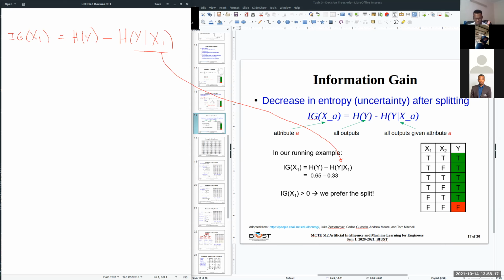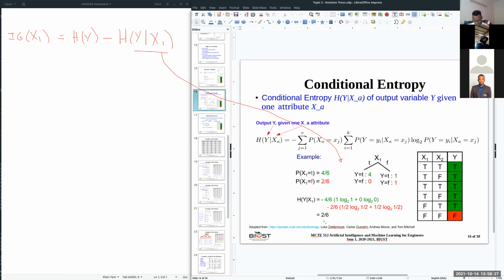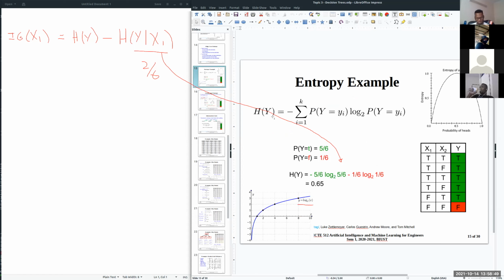Let's go back to the previous slide. Here this is 2/6, as computed from here. Now what is H of y? Let's go back to the absolute entropy equation, which we have computed. In case you forgot, let's write it down: we go through all the possibilities of the output.